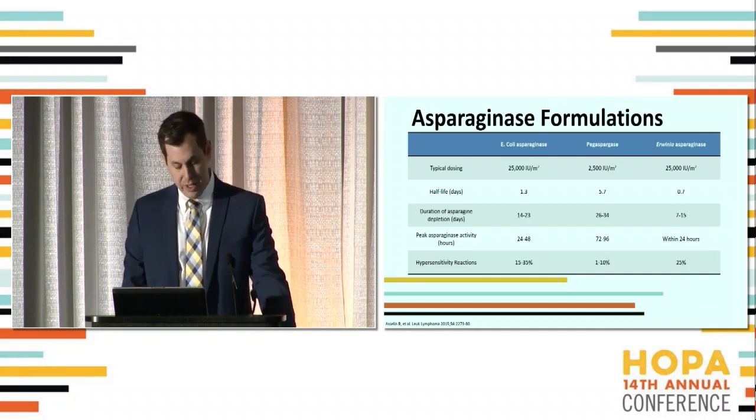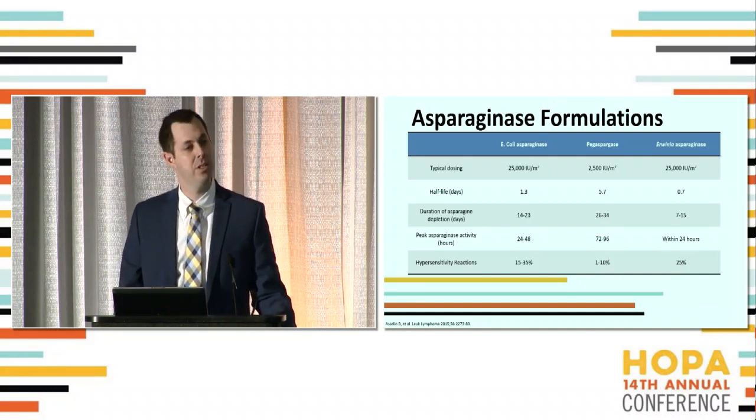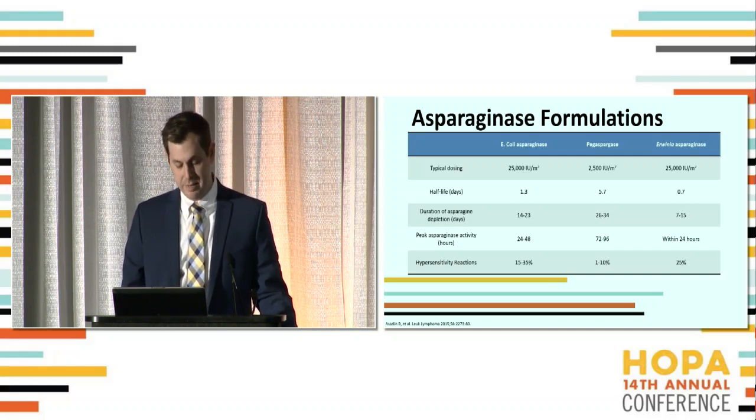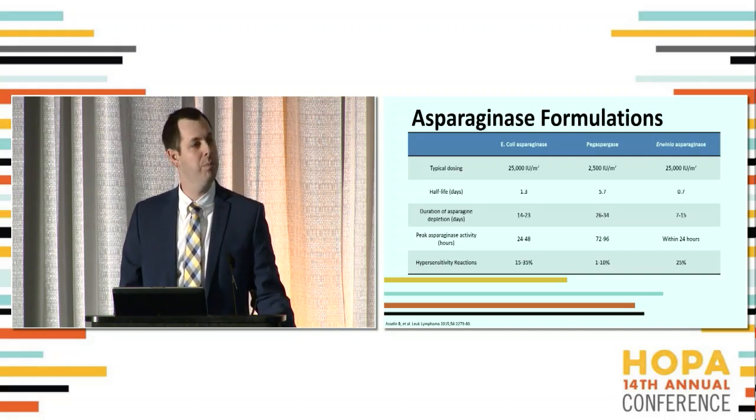So I want to talk briefly about the formulations, as formulations of asparaginase have definite implications on the efficacy, safety, and therapeutic drug monitoring that we employ with asparaginase products. So this first column is your E. coli asparaginase. Of note, this was a historical product. It's no longer around. It was DC'd in 2012.